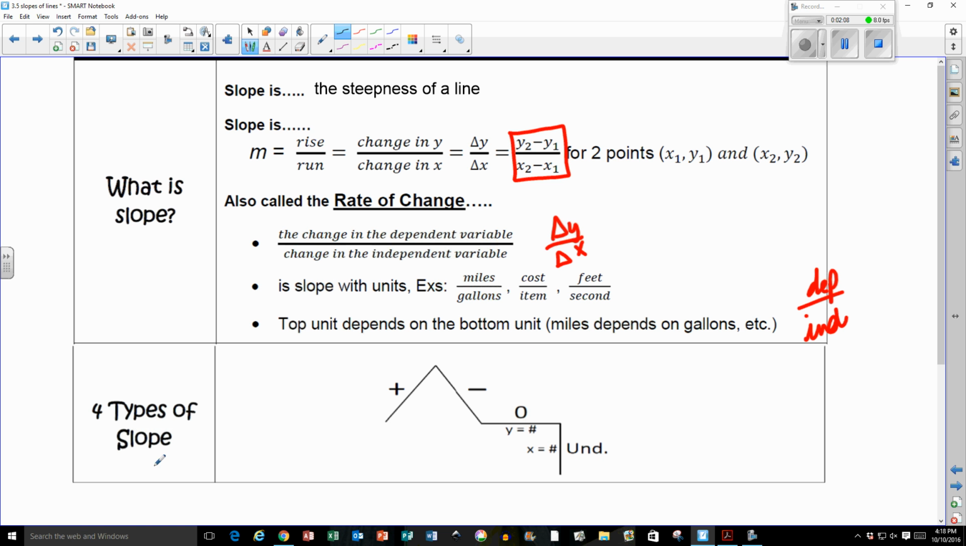There are 4 types of slope. We have the positive slope, where we're walking up. Then there's the negative slope, which is going down. There's a slope of 0, and when it's a slope of 0, the equation is y equals some number. And then we have the undefined slope, where the equation is x equals some number. We will get more into that.